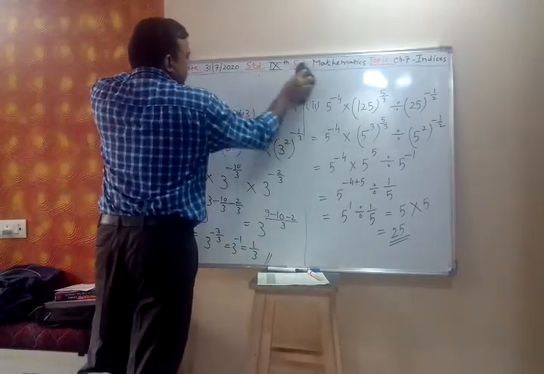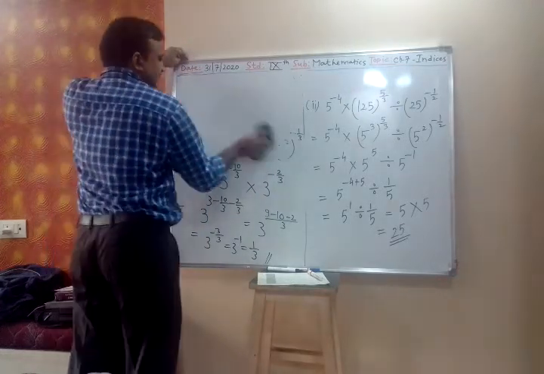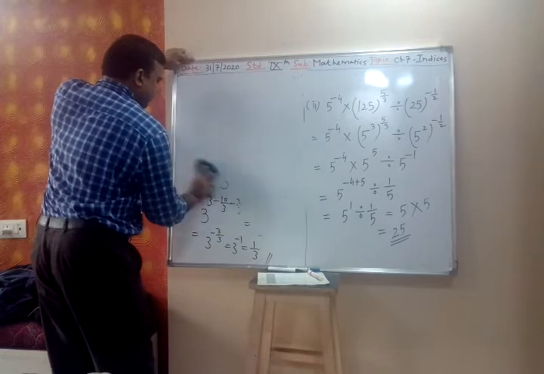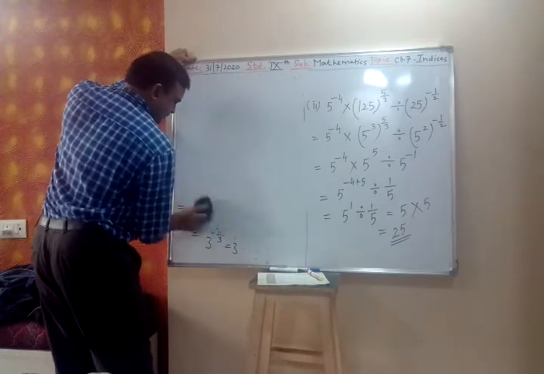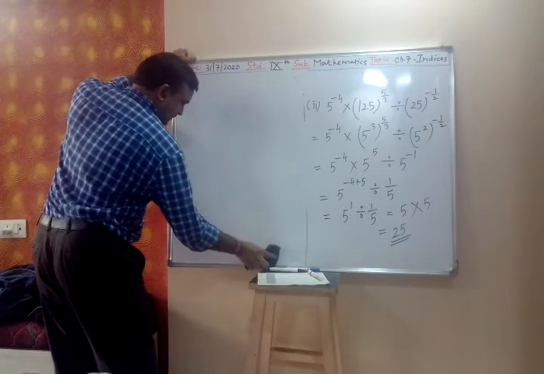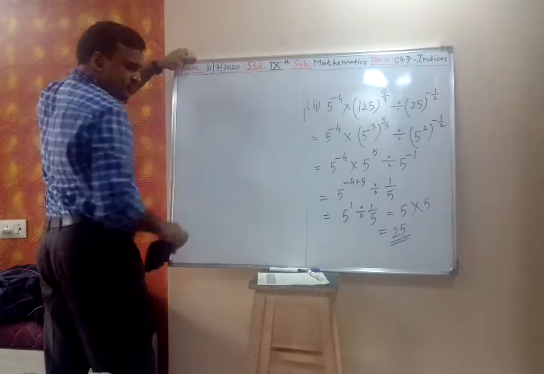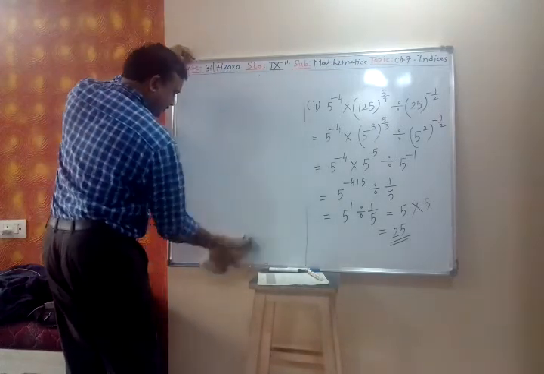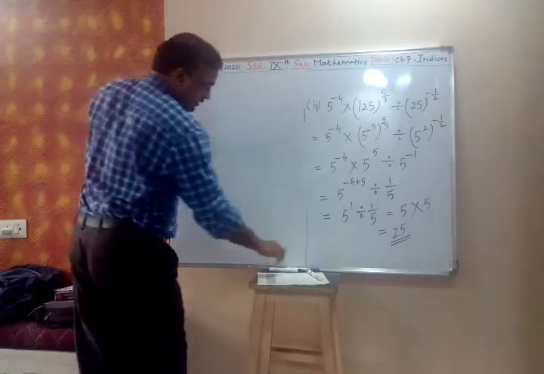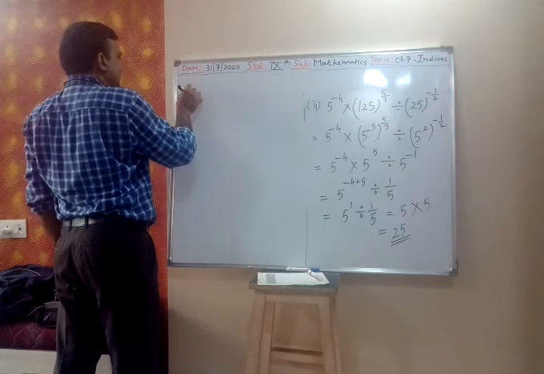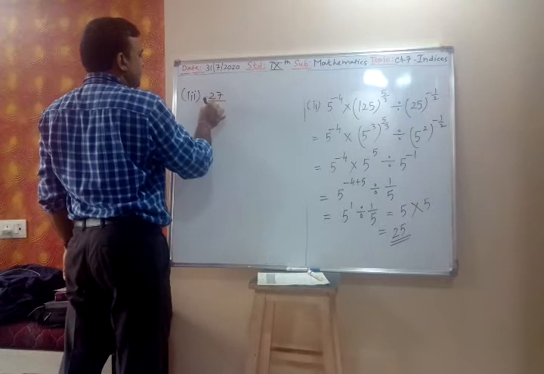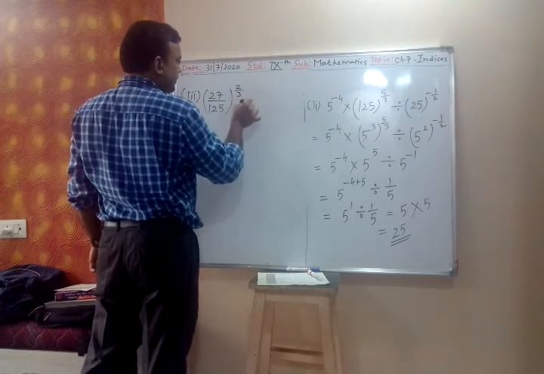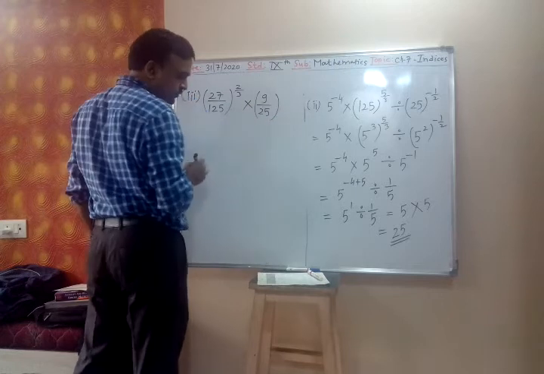Now let us do the third one. 27 upon 125 raised to 2 by 3, into 9 upon 25, 9 upon 25 raised to minus 3 by 2.